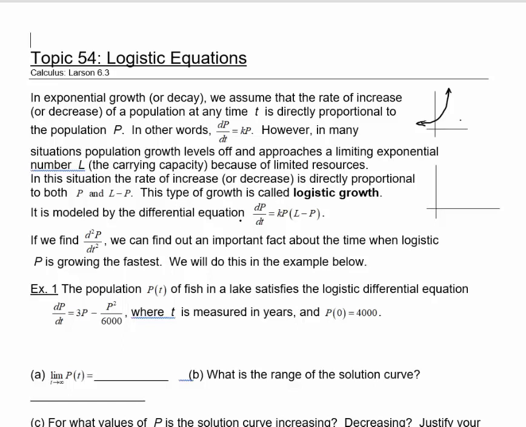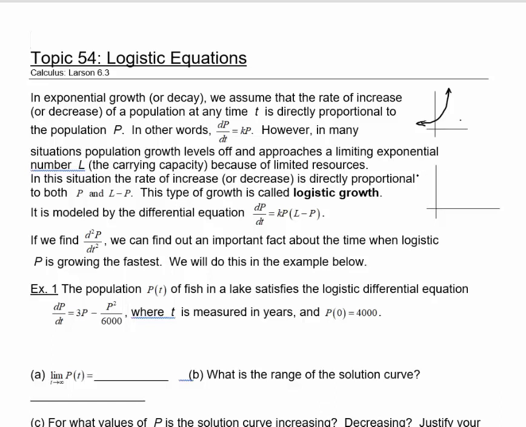So it's modeled by the differential equation dP/dt is equal to kP times (L minus P). Now, if I were to distribute this, I'd have one term with P in it and one term with P squared in it. So that's another thing to look for, especially if it's not factored. And when it's in factored form, that's the form that you actually want it in.